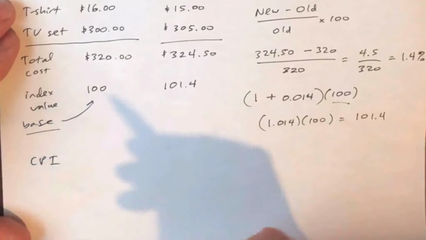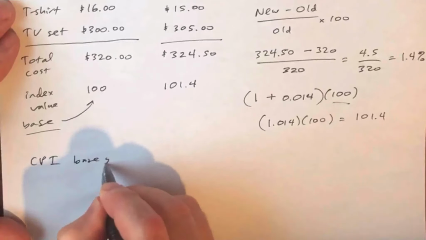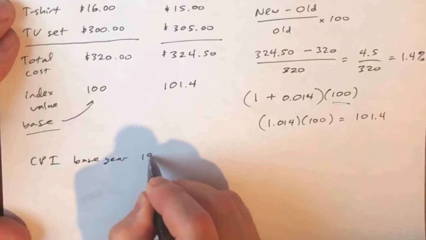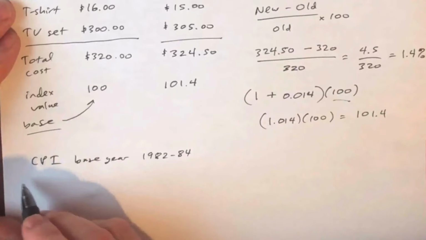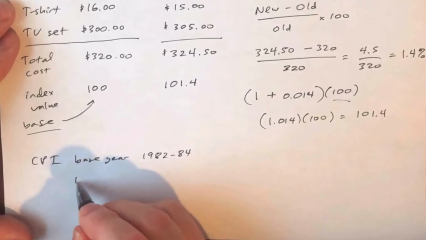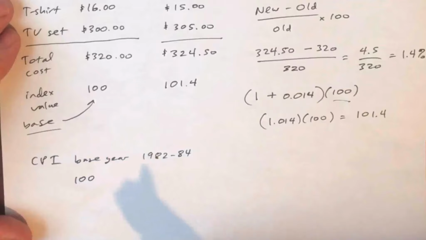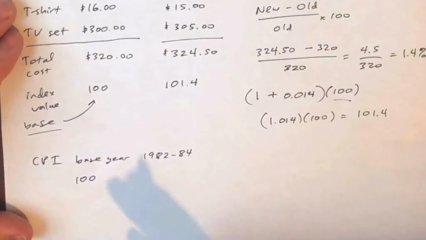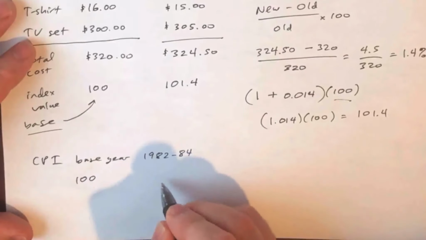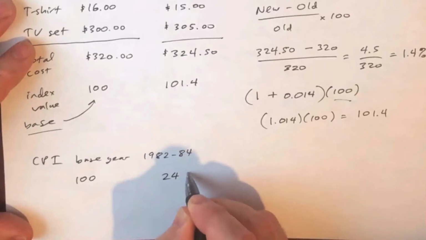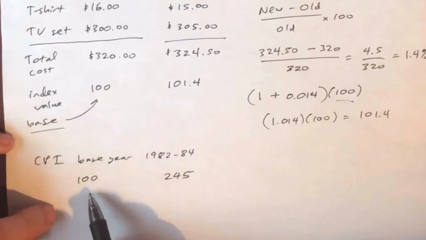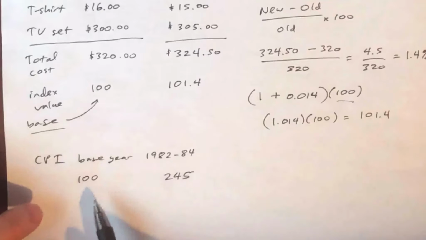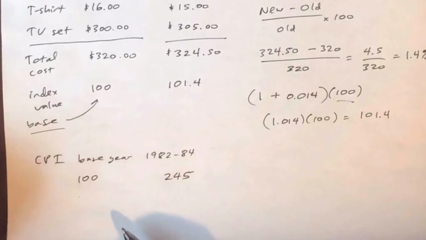The CPI also has a base value. Okay, it has a base year of the index, and that year is 1982 to 1984. So the CPI for its base year is 100 at that point, right? So we can look at what the CPI is like. Let's say that right now the CPI is 245, right? So this allows us to compare based on what it was in 1982 to 1984.